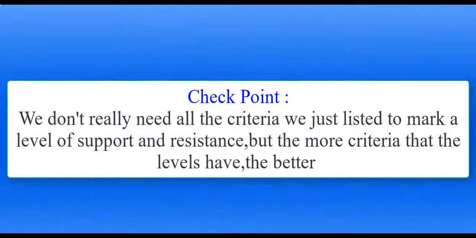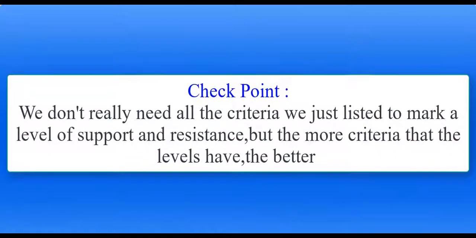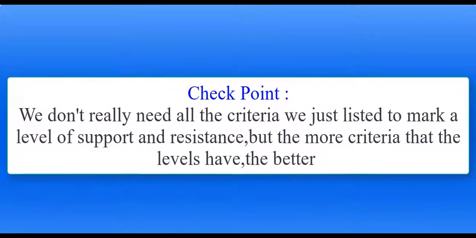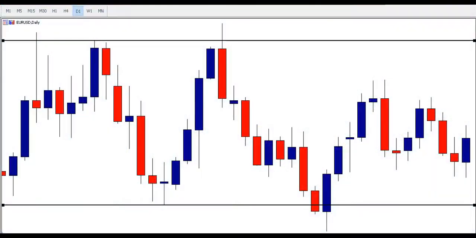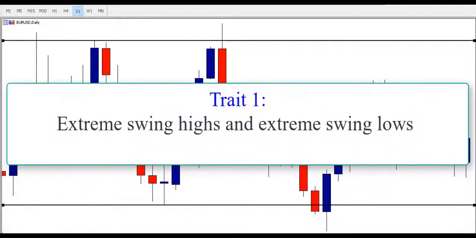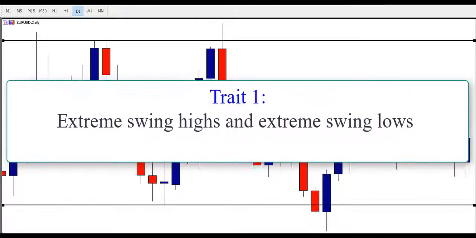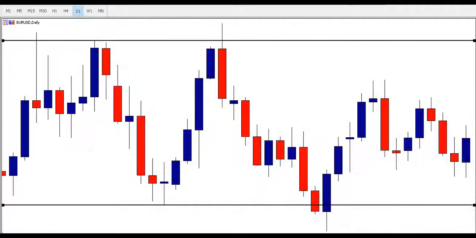We don't really need all the criteria we just listed to mark a level of support and resistance, but the more criteria that the levels have, the better. Let's jump to the chart and break down each of these points. So let's start with point number 1 that qualifies a level of support and resistance, which is the extreme swing highs and swing lows, meaning the highest and lowest point that price has reached in recent time.